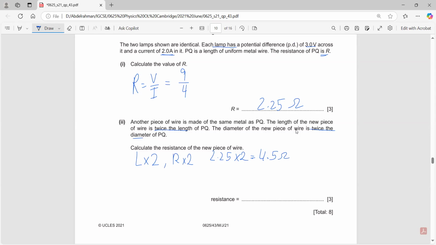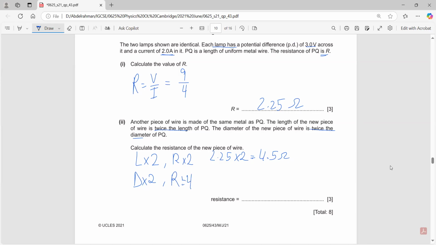That's the first part. The second part, when the diameter is multiplied by 2, twice the diameter, what happens? The resistance, well, first of all, the diameter or the area is inversely proportional to the resistance. As the area increases, the resistance decreases. The diameter and the radius are also inversely proportional, but with a square factor. So if the diameter is multiplied by 2, the resistance is divided by 2 squared, which is 4. So the resistance is divided by 4.